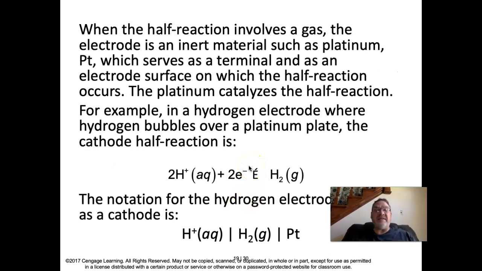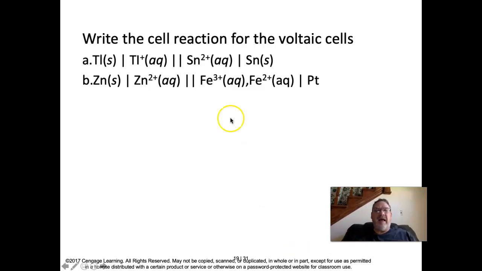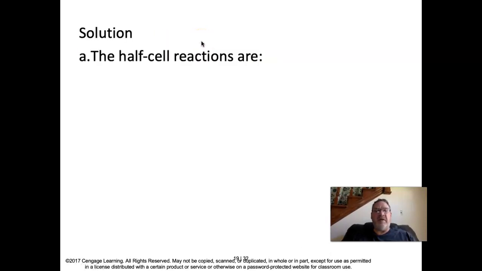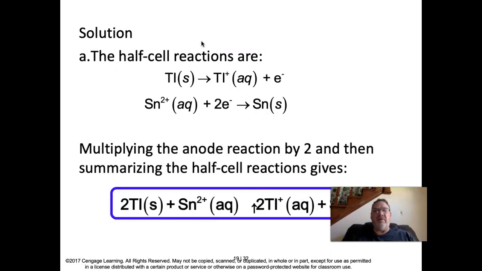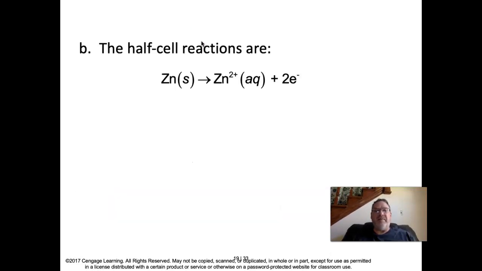Hydrogen can be used as an electrode, but one of the things you'll always see with hydrogen is platinum. Platinum's a great metal to catalyze the hydrogen. And again, you can go through these examples and note how they take the notation and write out the cell reaction for each one. I'm not going to go through overall with it.